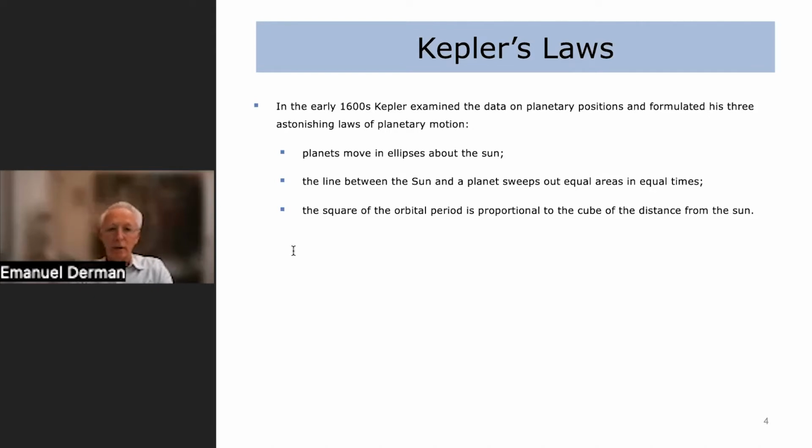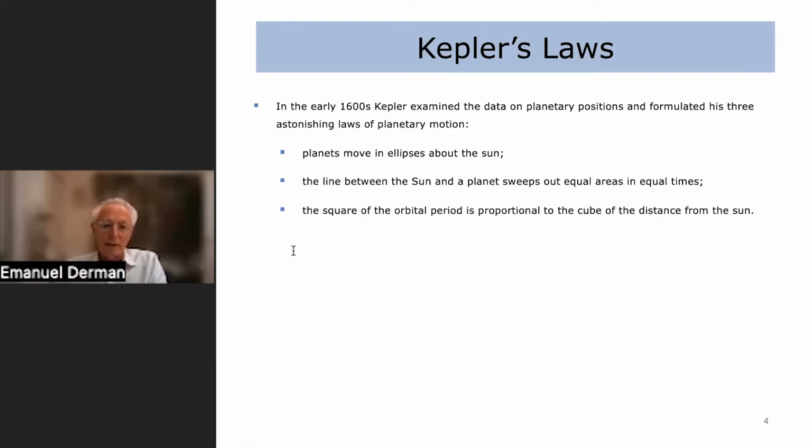That's where things stood with Copernicus. And then Johannes Kepler came along. In the early 1600s, he examined the data on planetary positions given to him by the Danish astronomer Tycho Brahe and formulated three really astonishing laws, not quite heuristics, but laws which don't really have explanations at this point, but describe consistent patterns of planetary motion.